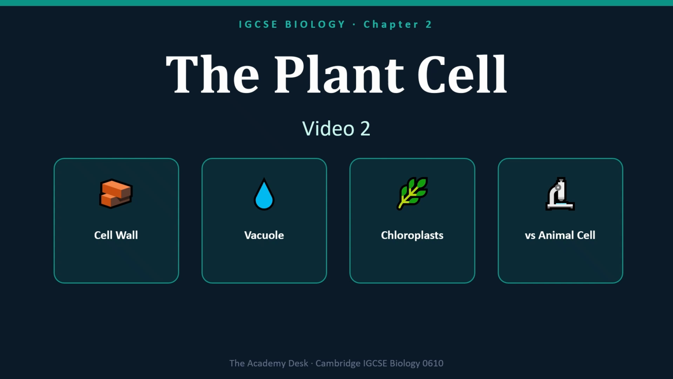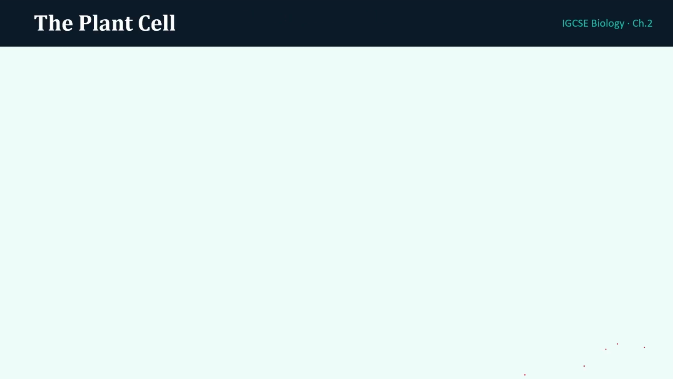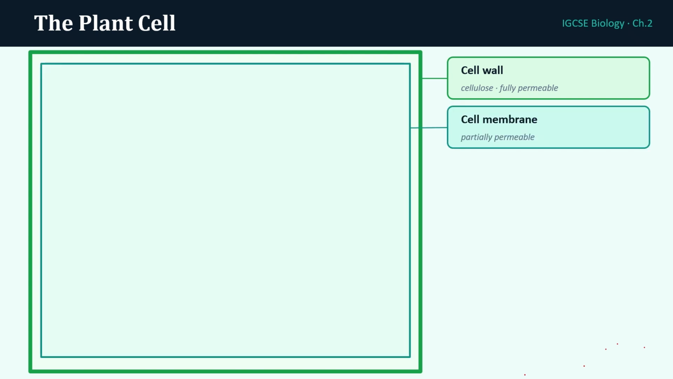By the end of this video, you will know exactly what each structure is, what it does, and how the plant cell compares to the animal cell. So let's look at the plant cell diagram firstly. The first thing you will notice in the cell is its rectangular, fixed, rigid shape, and the reason for that is the thick green border surrounding the entire cell, which is a cell wall. On the inside of the cell wall is a semi-permeable or partially permeable cell membrane.